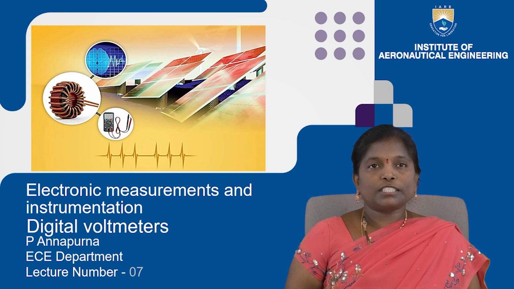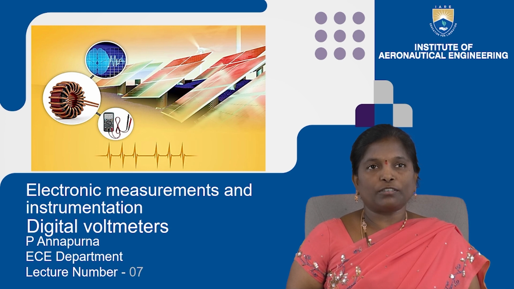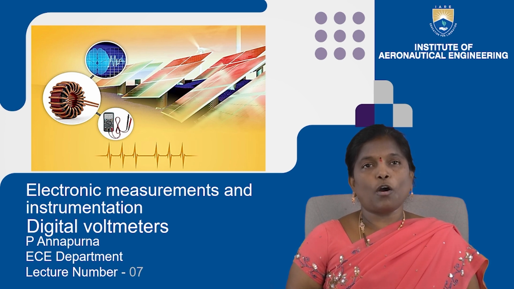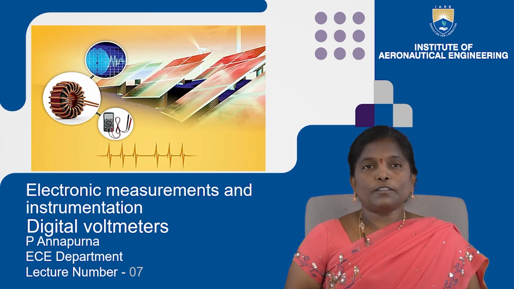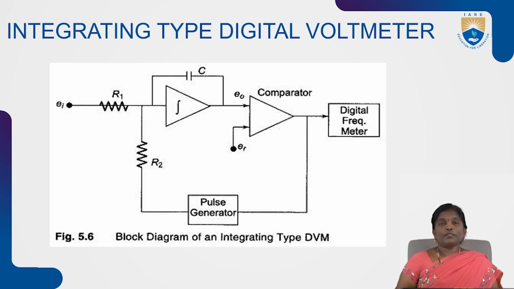What is the need of digital voltmeters? What are the different types of digital voltmeters we have? Already we have discussed some of the digital voltmeters. These digital voltmeters are mainly used to get the output without any noise and without any distortion, to get the output more accurately. We have different types of digital voltmeters.